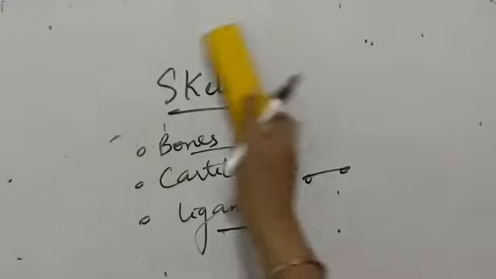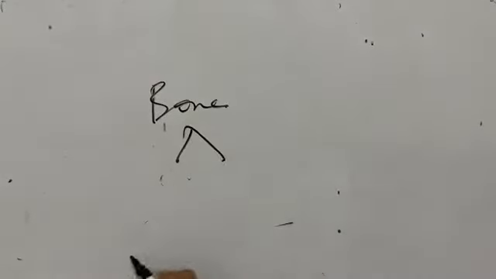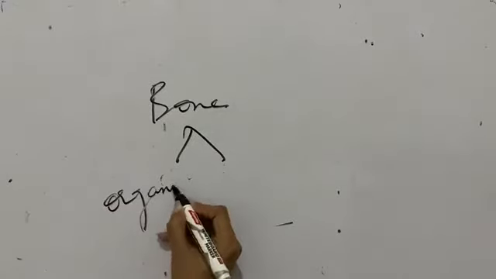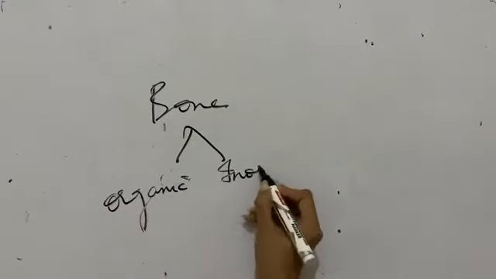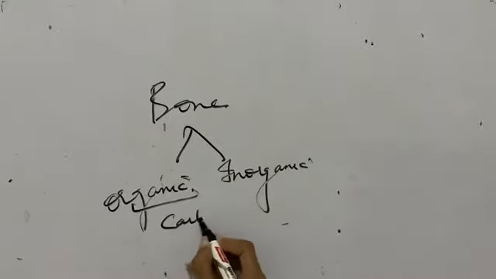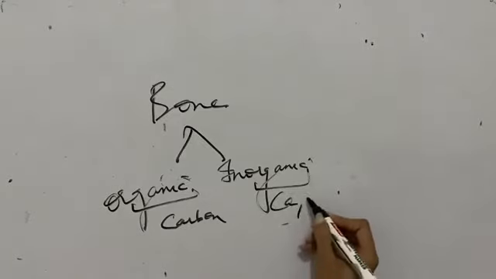Now let us talk about bone. How does it look like? So bone is the main component of our skeleton, and bone is made up of mainly two components. One is organic, another one is inorganic. Organic is made up of carbon, and inorganic is made up of minerals like calcium and phosphorus.